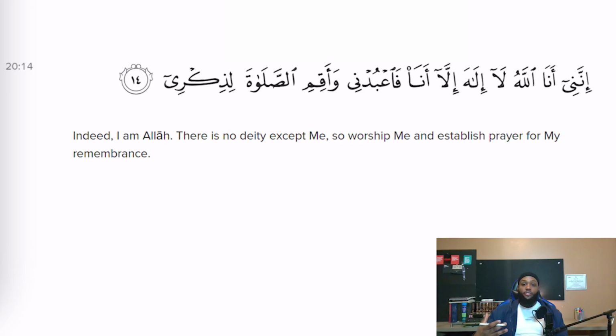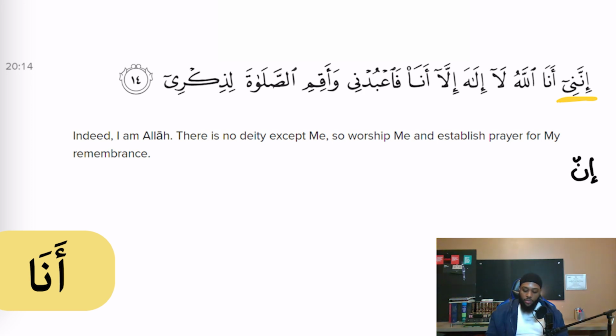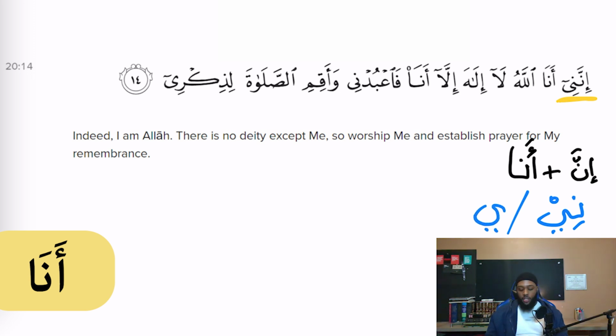Now moving to the first person form, ana, I. So ana also has two ways that it can be attached to a word. And here we see innani, right? And this is actually two words here merged together. The harf inna, which we know, right? And ana, I. So in its attached form can either be, depending on the situation, ni, or just a ya after a kasra, right? So let's take a look at this.